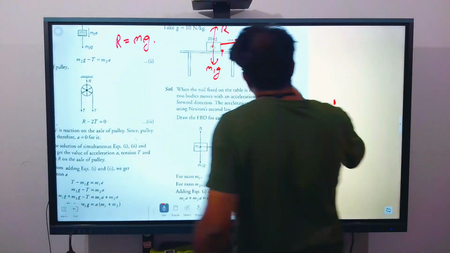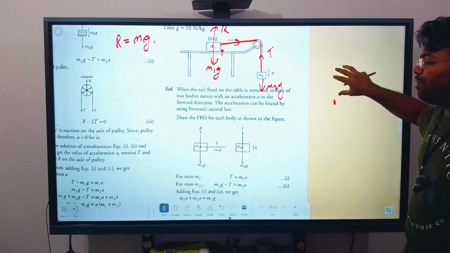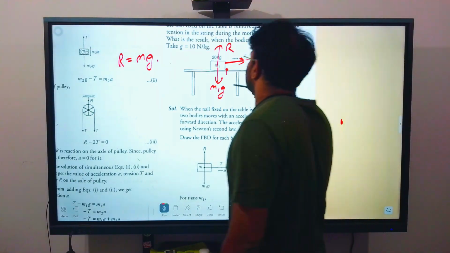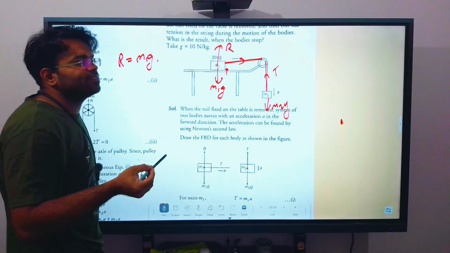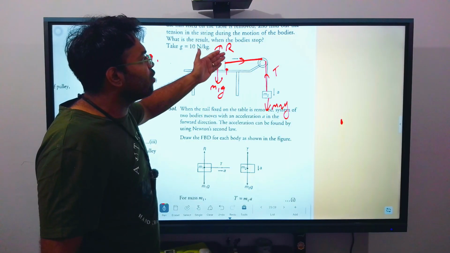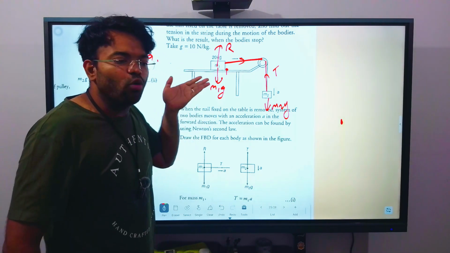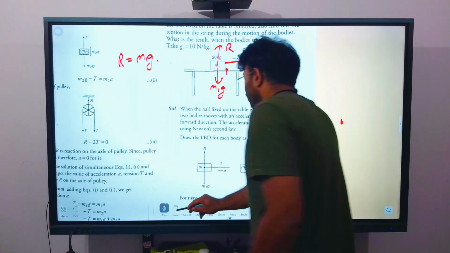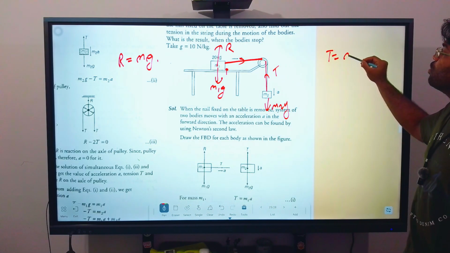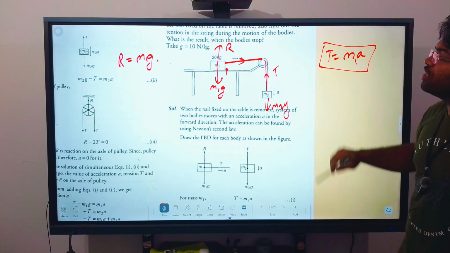There is a movement here when the nail is removed. For mass m1, you have tension equal to m1a. Since these two vertical forces are cancelling each other out, the only force that is acting on it is tension, and this tension is causing this mass to move in the forward direction. So we can write tension T is equal to m1 into a for the first body.